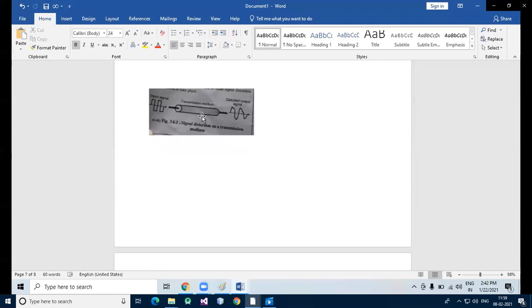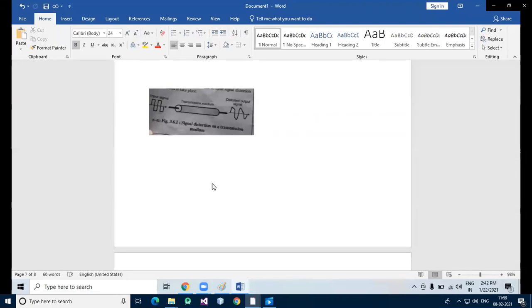To avoid signal distortion, the medium should pass all the frequencies present at the input without any changes. But no medium is perfect, and so some signal distortion is bound to take place.